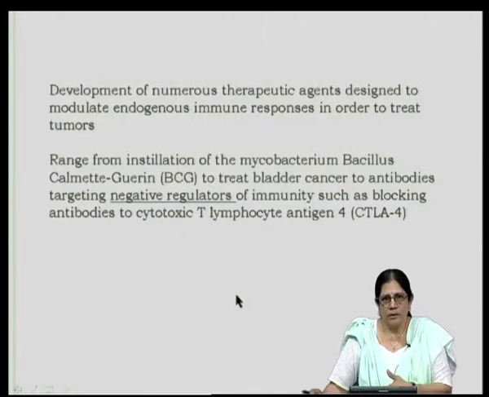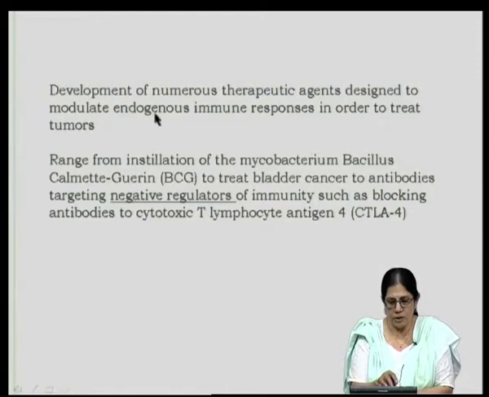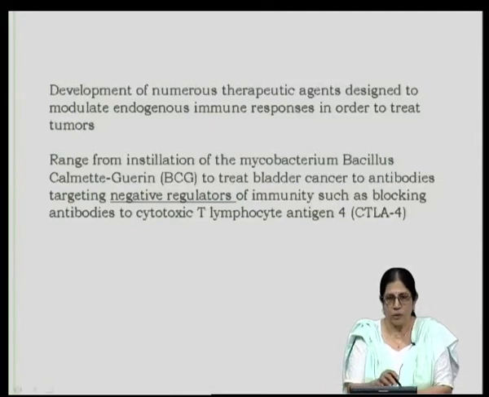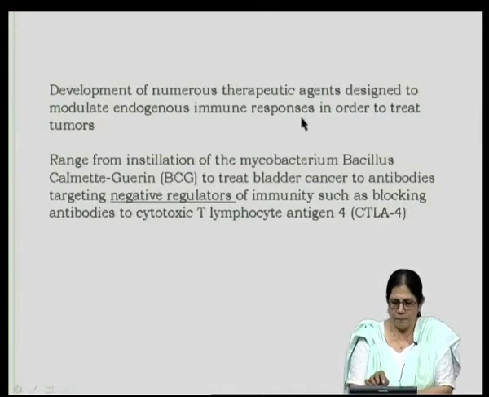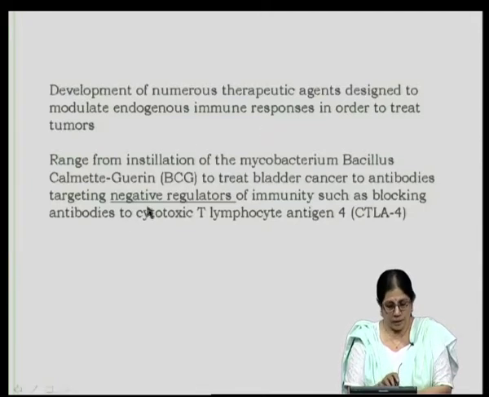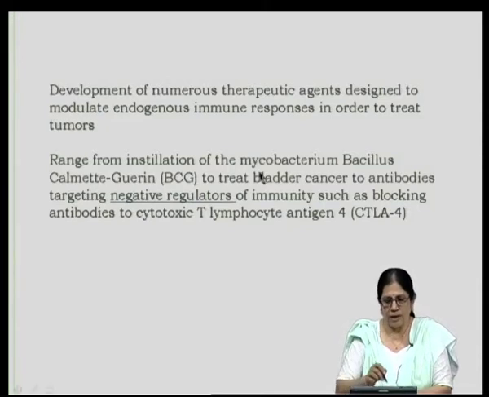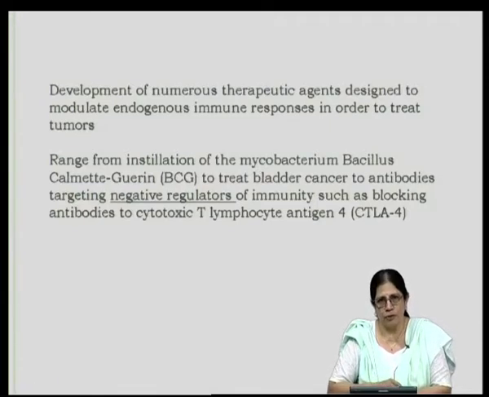With all this in the background, there is now an effort to develop numerous therapeutic agents designed to modulate the endogenous immune response in order to treat tumors. We will come to that in the next lecture, but let us look at what has already been established to some extent. The range of these agents is from injecting Mycobacterium bacillus, BCG, to treat bladder cancer. BCG can activate macrophages, the immune system and leukocytes. Bringing these cells to the site of the cancer can be beneficial to the regression or treatment of cancer.